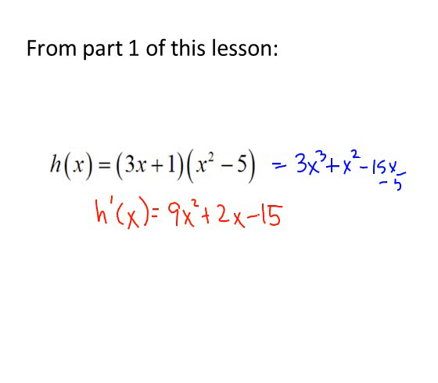Our first instinct might be to just find the derivative of each binomial and then multiply those together. Does that work? Well, the derivative of 3x plus 1 is 3, and the derivative of x squared minus 5 is 2x. Multiplying those together definitely doesn't give us 9x squared plus 2x minus 15, so that didn't work. That means the derivative of the product of two functions is not the same as the product of the derivatives.